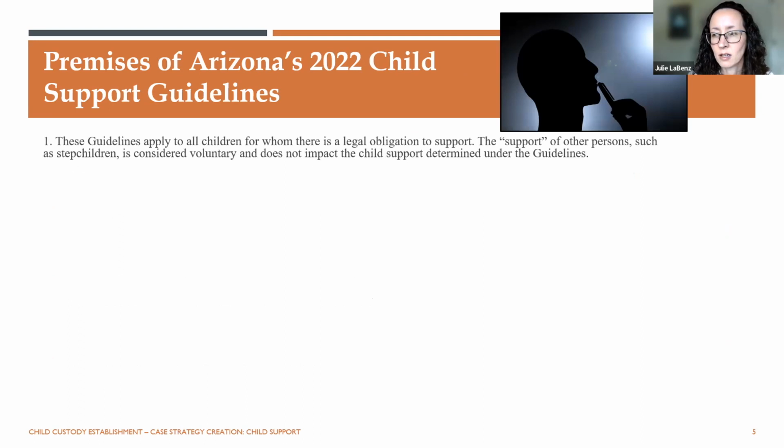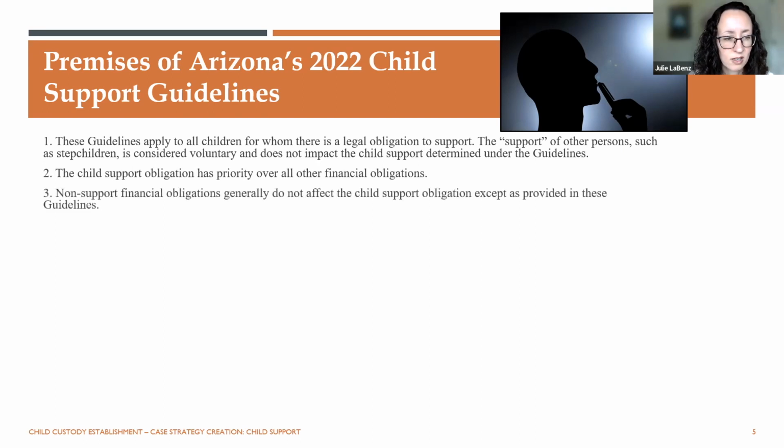Before we jump in to the calculator and the different parts of it, I want to talk about some premises of Arizona's 2022 child support guidelines, because I think that these will help to clear up a lot of common confusion when it comes to child support. So number 1, these guidelines apply to all children for whom there's a legal obligation to support. The support of other persons, such as stepchildren, is considered voluntary and does not impact the child support determined under the guidelines. Child support obligation has priority over all other financial obligations.